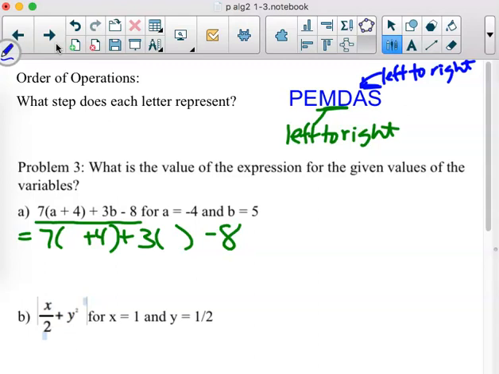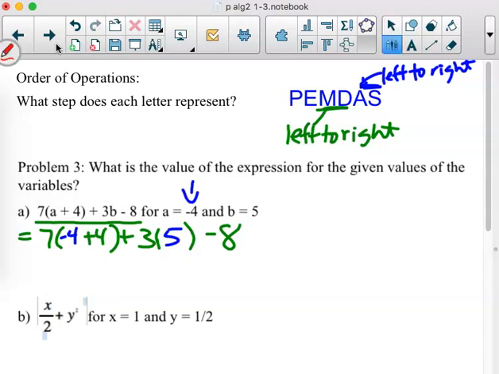So what I've done is I've left the spaces here where I see an a and a b. And a is -4 now. They told us that. And b is 5. So now what? Well, on the front of the packet, we said evaluate is you put the numbers in and then you follow the order of operations to get an answer. Okay, so I've got it in there.